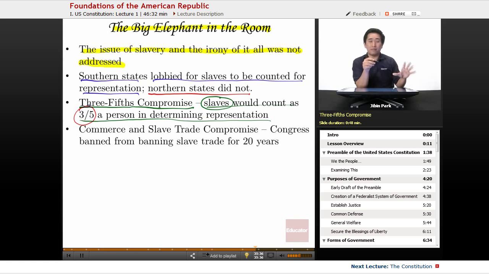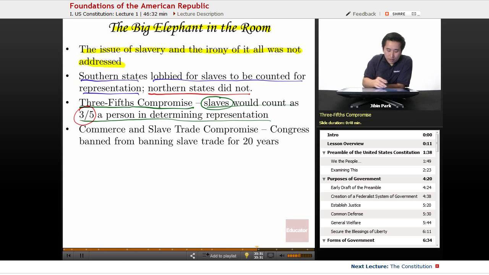Were the Southerners happy? They were probably 3/5 happy. Were the Northerners happy? They were probably 2/5 happy. So it was a compromise that basically sowed the seeds for a future civil war, but that's for a different lecture.